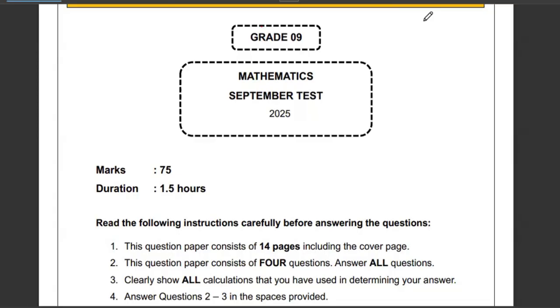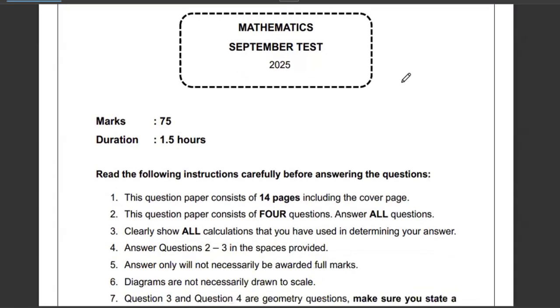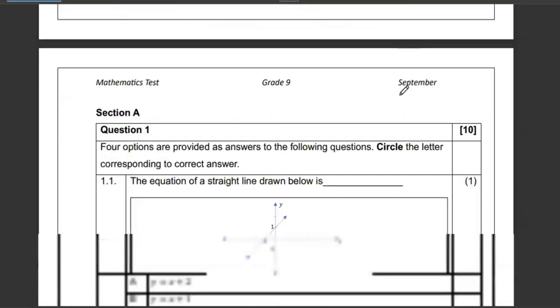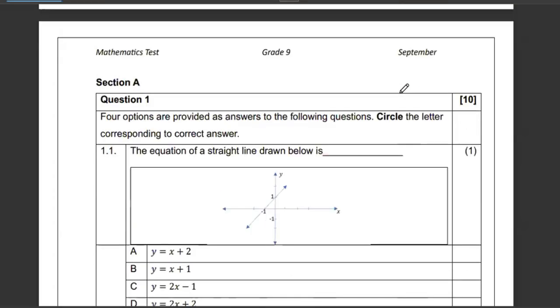Test, okay, for mathematics 2025. So I'll use this paper as a guide. We have 75 marks, 1.5 hours, 14 pages, and 4 questions. Okay, let's see if we can work through this. Question number 1 is the MCQ, multiple choice.